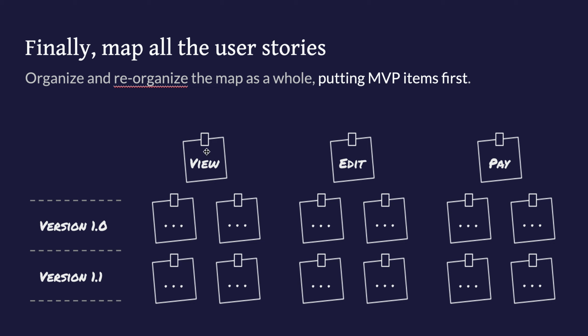So for example, here I've got 3 epics: view, edit, and pay, or maybe these are just 3 types of user stories. And in version 1 of the app, I'll ship these different stories. And in version 1.1, I'll ship these other stories or features, and so forth. And as the product evolves through the different versions, more of the features get shipped.